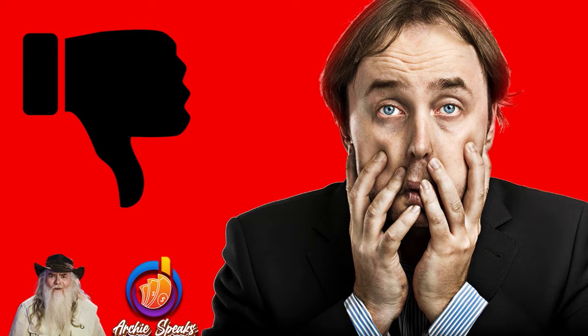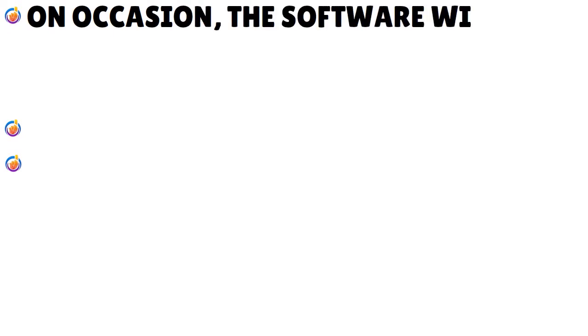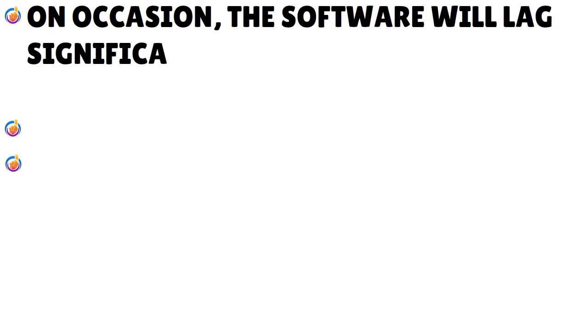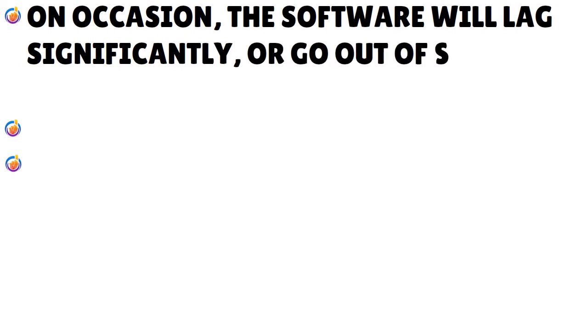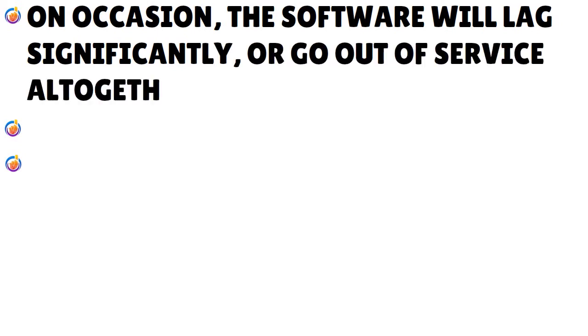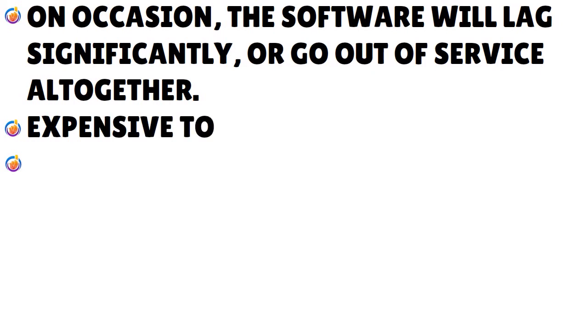So let's look at the cons here. On occasion, the software will lag significantly or go out of service altogether, which could be a little problematic if you're working on an important project. Okay, Filevine is expensive to use when you really think about it. Filevine could be complex. In other words, you have a multitude of capabilities, a multitude of functionalities, and to learn all these things at once could be a little complex.